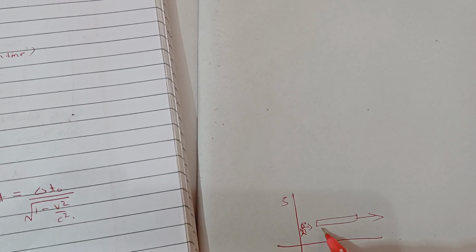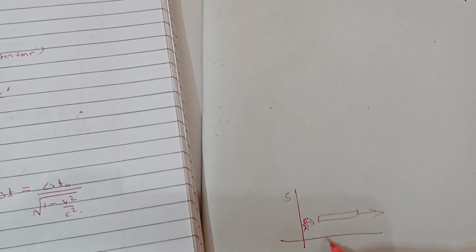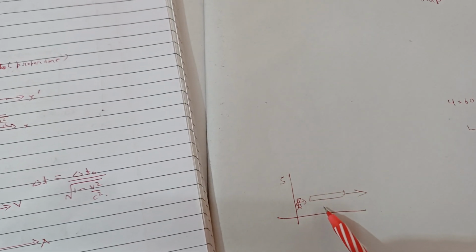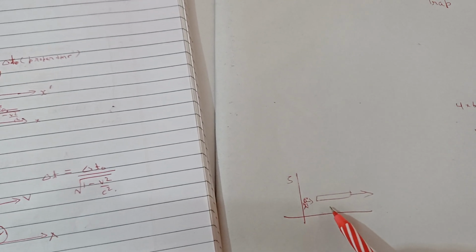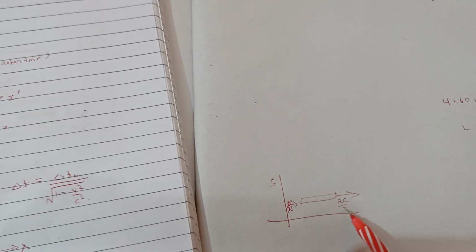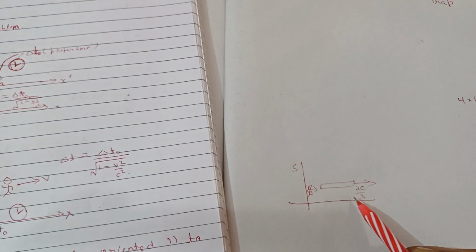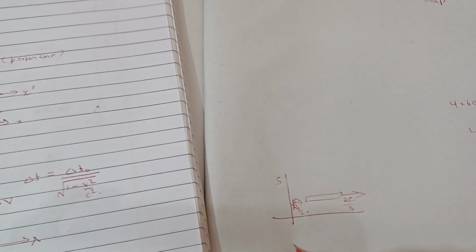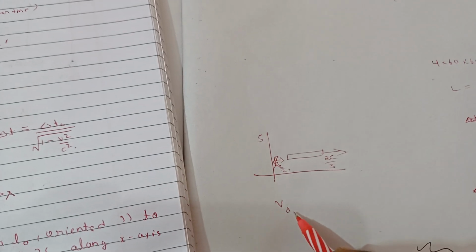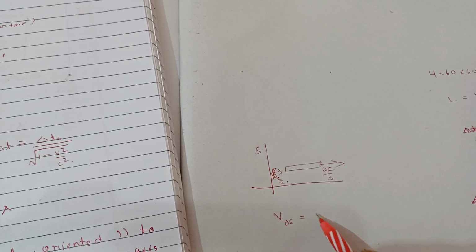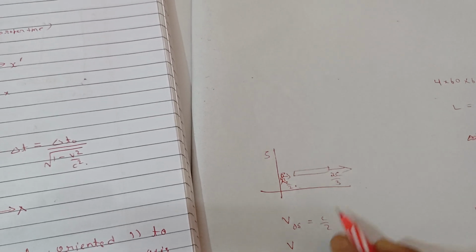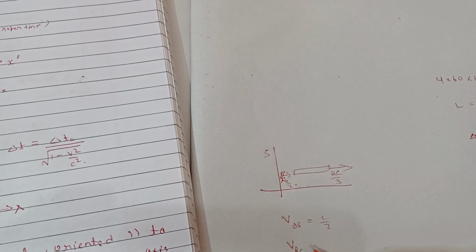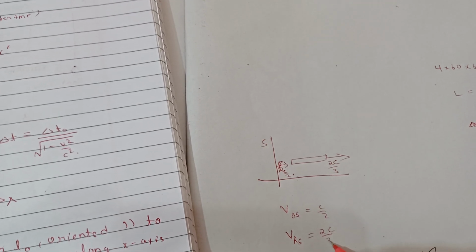He is also moving in this direction. So according to this S frame, the speed of the rod is 2c by 3, and the observer speed is c by 2. So v, speed of observer with respect to S frame, is c by 2, and v, speed of rod with respect to S, is 2c by 3.